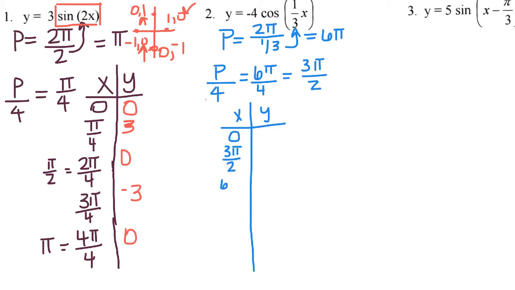Then we have 6 pi over 2. And again, you're welcome to reduce that to 3 pi if you want. And we also have 9 pi over 2. And then finally, we have 12 pi over 2, which again, you're welcome to reduce that. And if you do, you see we've completed the period here. We're all the way to 6 pi.